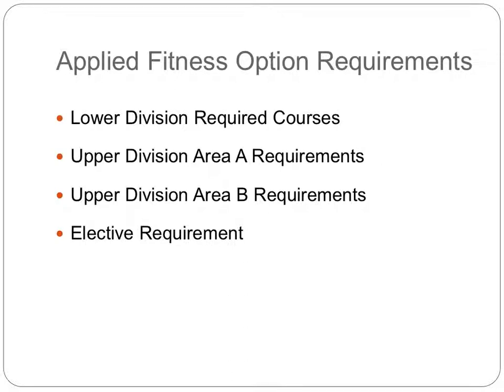The applied fitness option requirements include 4 different sections of courses: the lower division required courses, the upper division area A requirements, upper division area B requirements, and the elective requirement.